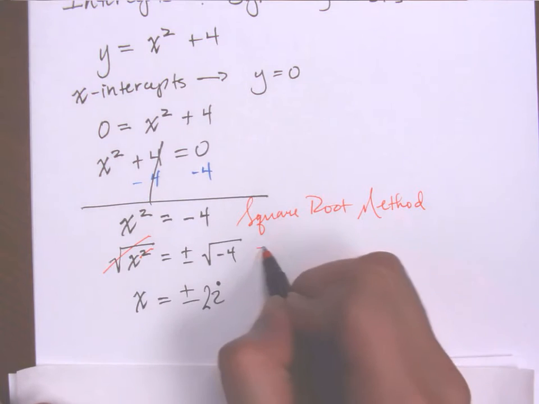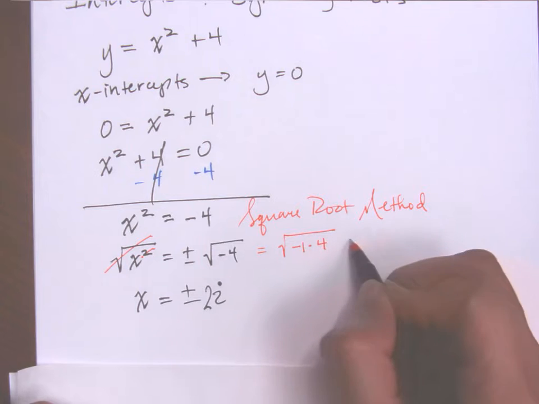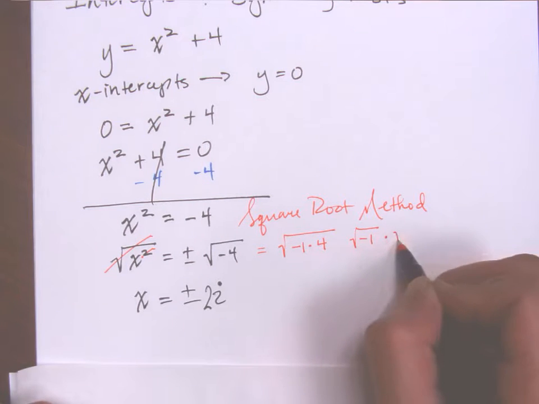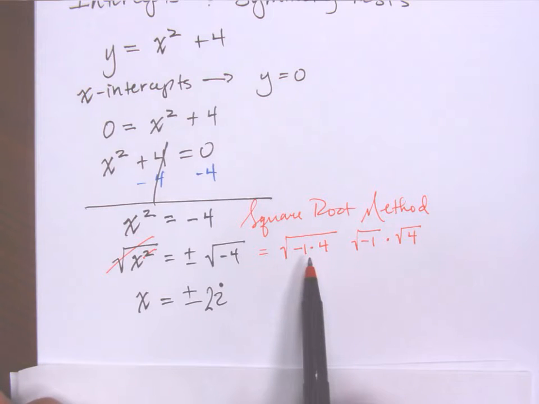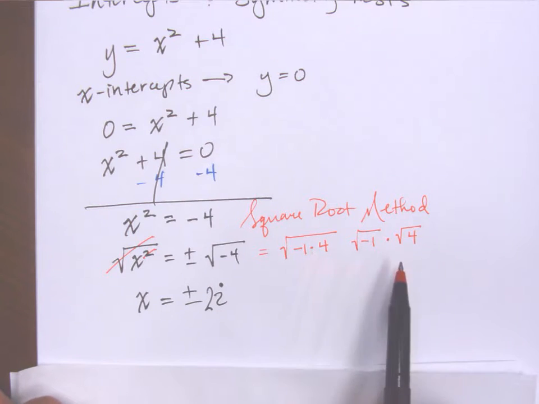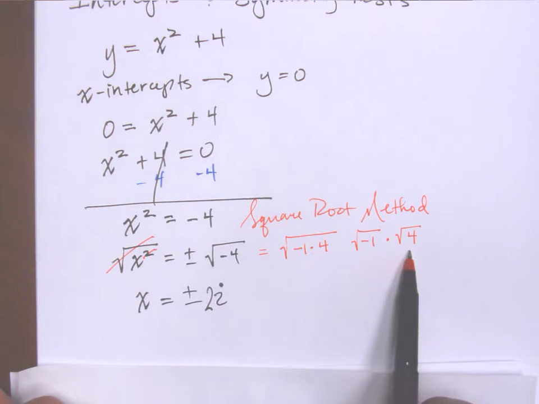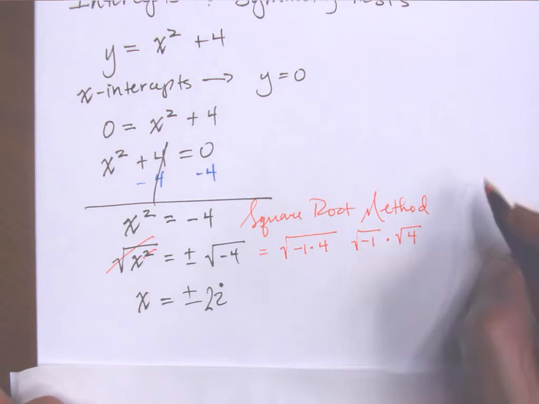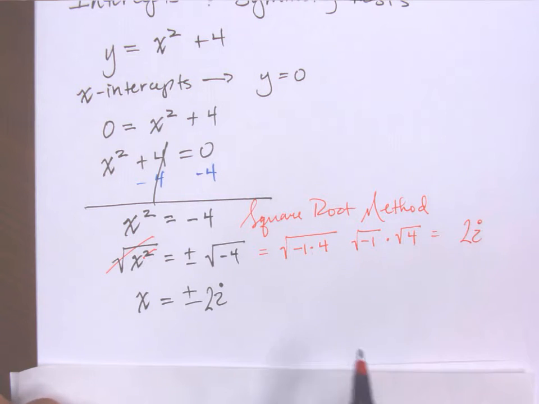If you want to see this worked out, this is what you're doing. You can factor the negative 1 away from the 4, so you have negative 1 times 4. Because you have multiplication in the middle, you can break up the square root, so you have the square root of negative 1 times the square root of 4. The square root of negative 1 is the imaginary unit, i, and the square root of 4 is 2. So here I'm looking at plus or minus 2i.